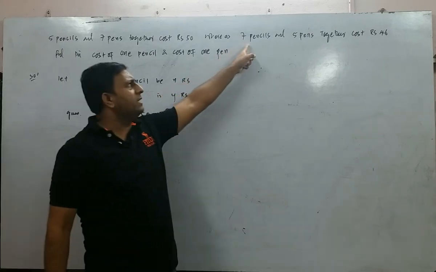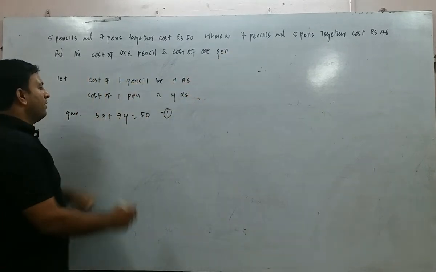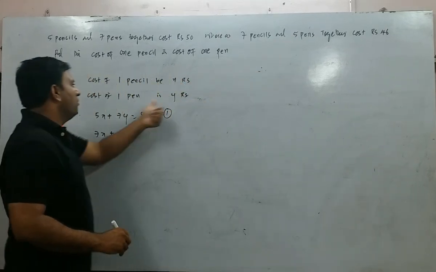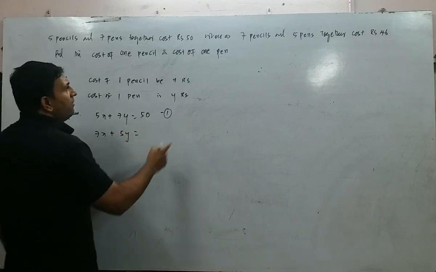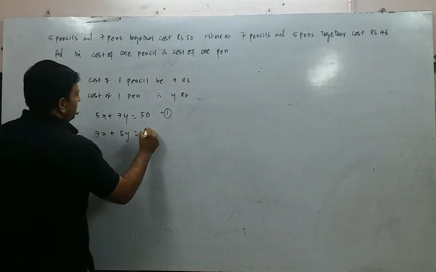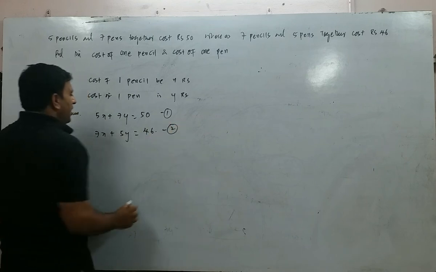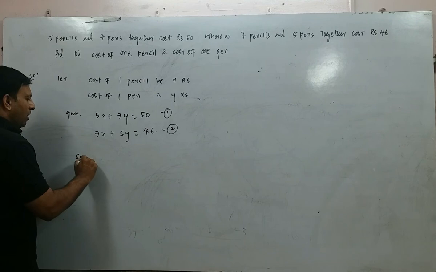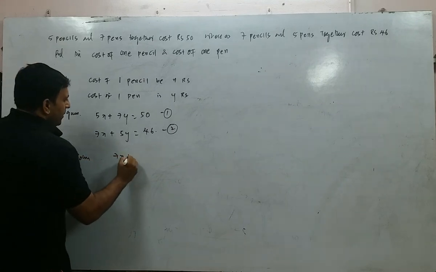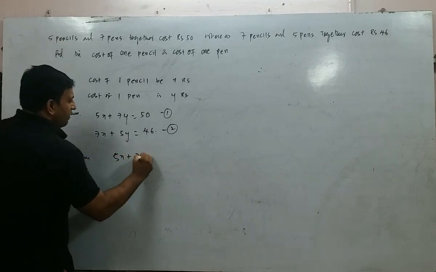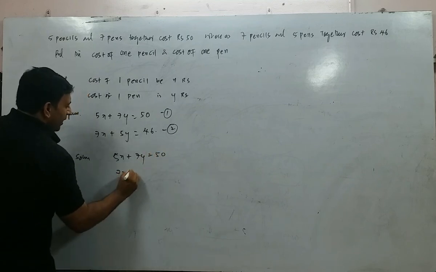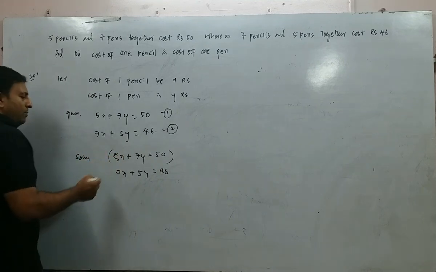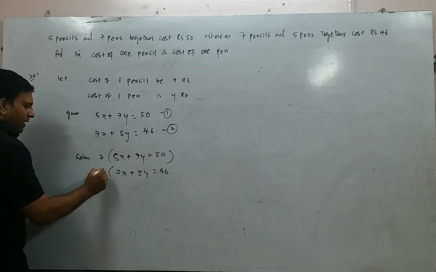And now 7 pencils, what is the cost of 1 pencil? x. So 7 pencils will cost you 7x plus 5 pens, what is the cost of 1 pen? y. So 5 pens cost will be 5y, and together the cost is becoming how much? 46 rupees. Now I got the second equation, and you have to solve these two equations. Now how will you solve these equations? Solve 5x plus 7y is equal to 50 and 7x plus 5y is equal to 46. I will try to solve using elimination method. Multiply this with 7, multiply this with 5.